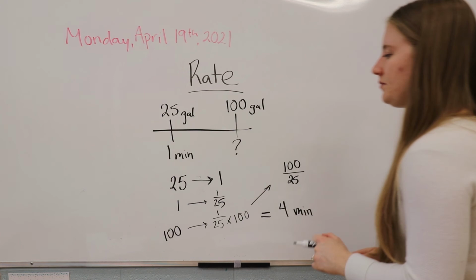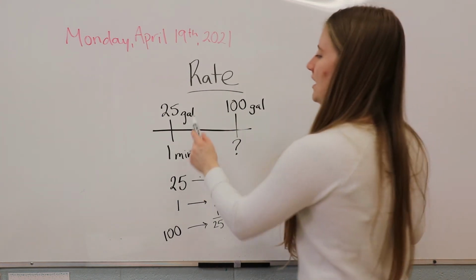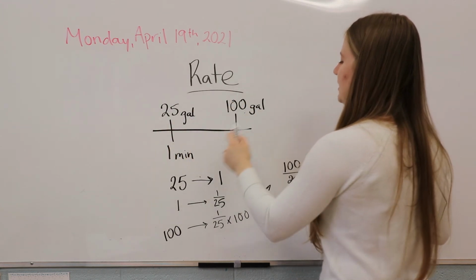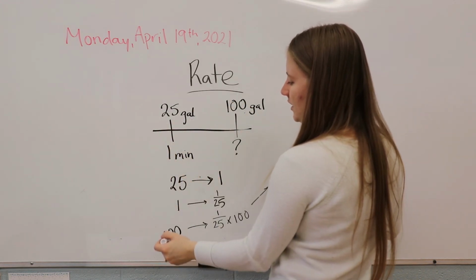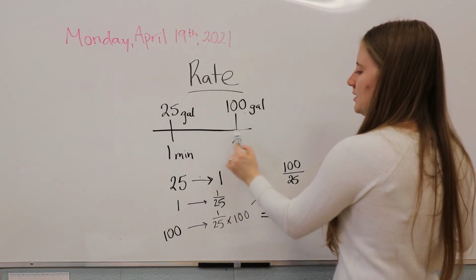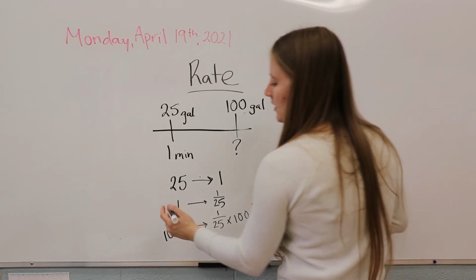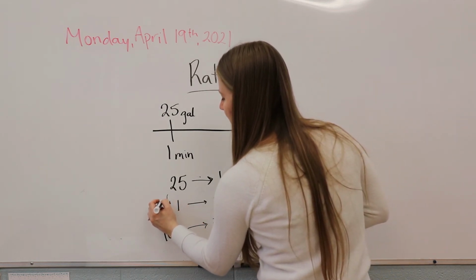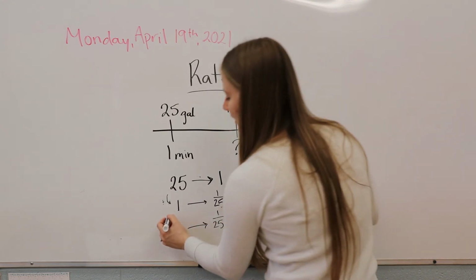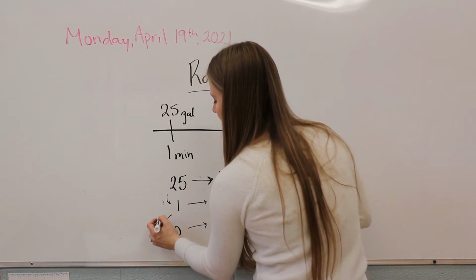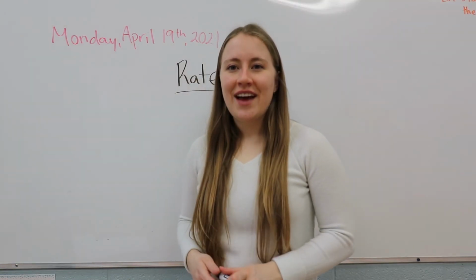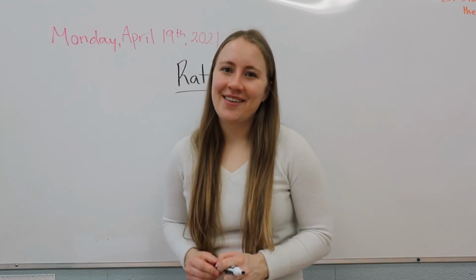The important thing to recognize is that when you're given two values of something, so 25 gallons and 100 gallons, that needs to go on the left because that's going to determine how you find the missing value, which in this case was the minutes. Again, we divided down to get to 1, and we just represented that as a fraction. And then from there, we can multiply up to 100. Now let's look at the last example and then I will let you go.